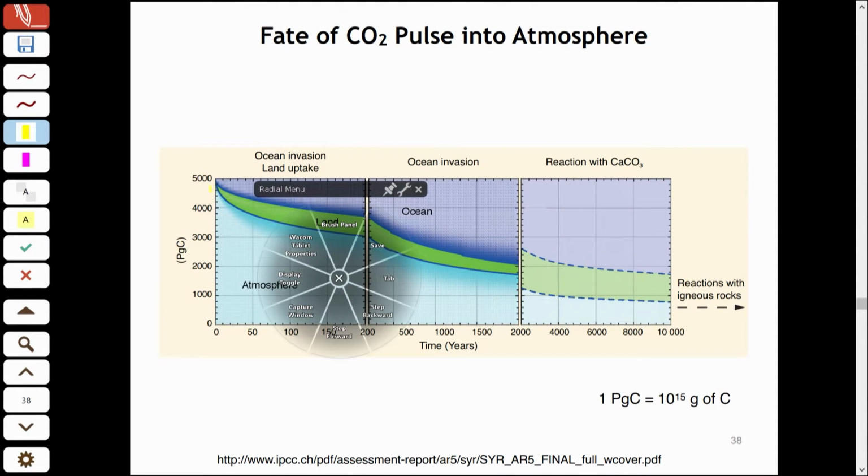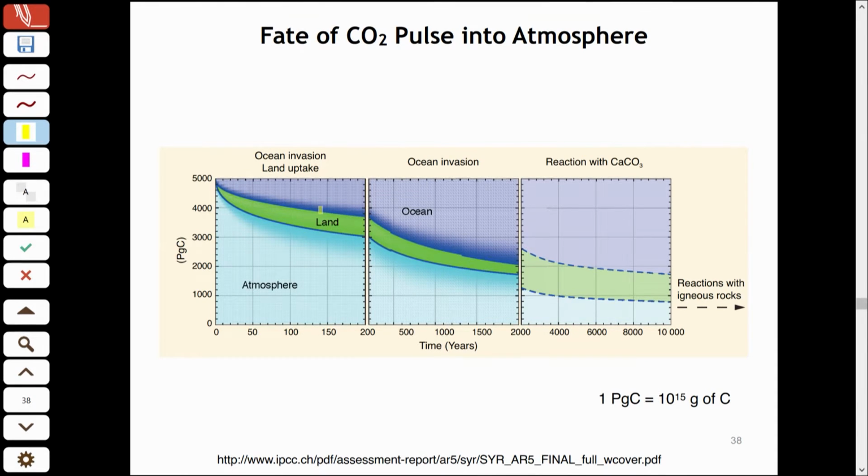For example, you have 5000 times 10 to the power 15 grams of carbon released into the atmosphere, and a substantial portion, about 30%, is slowly absorbed into land and into the ocean over 200 years, and then over 2000 years some more of that will go, and you still have about 30-40% of the original carbon dioxide left in the atmosphere, and some amount has gone into the land and more has gone into the ocean.